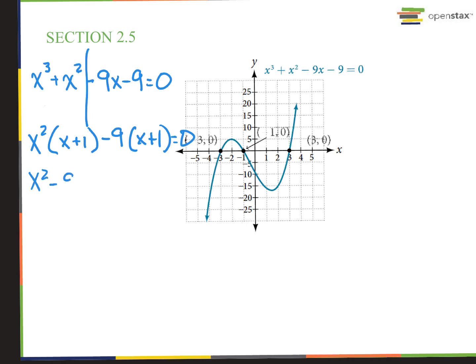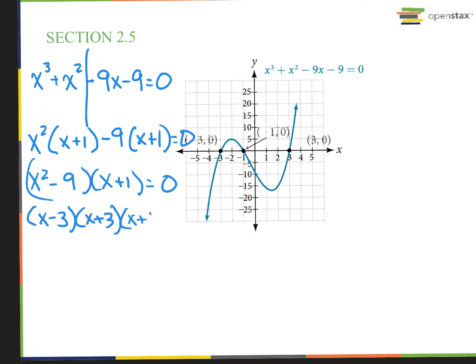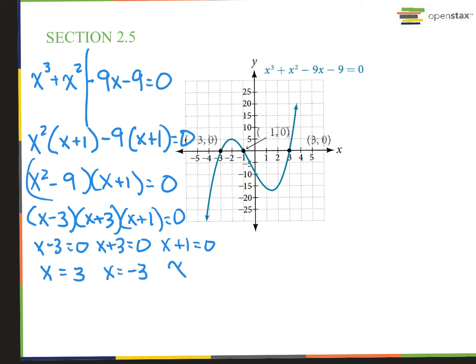And notice once again, when we do this, we're going to end up with the difference of two squares. So this will factor a little bit more for us. Use our zero product property. And we end up with our solutions.